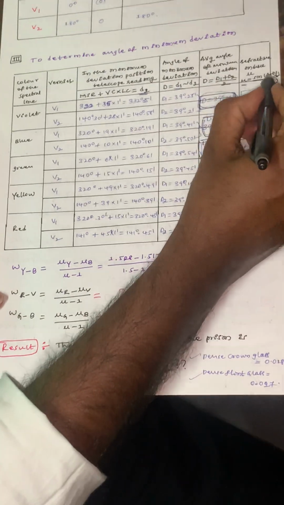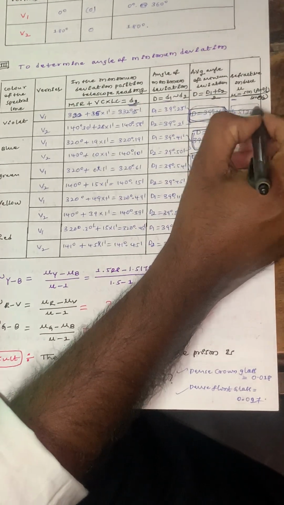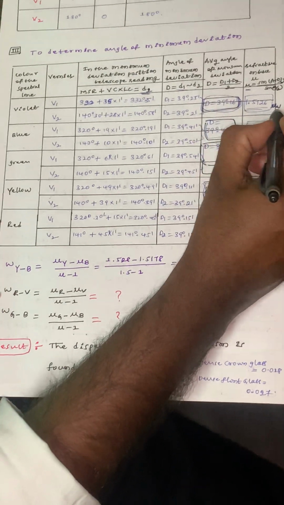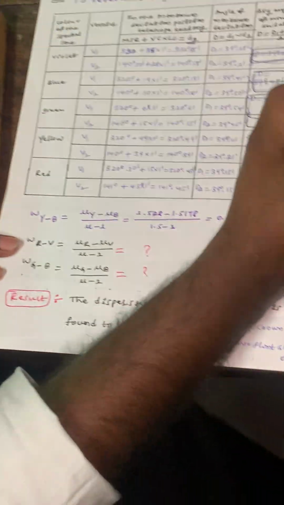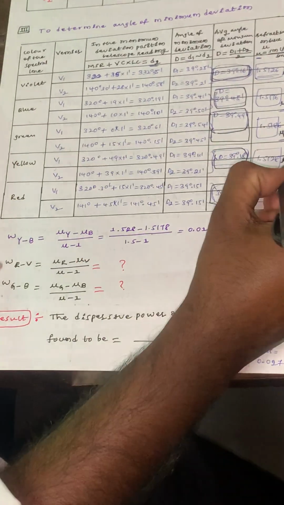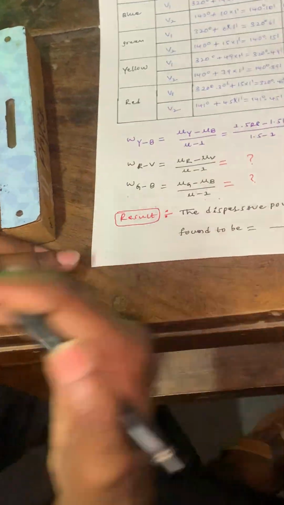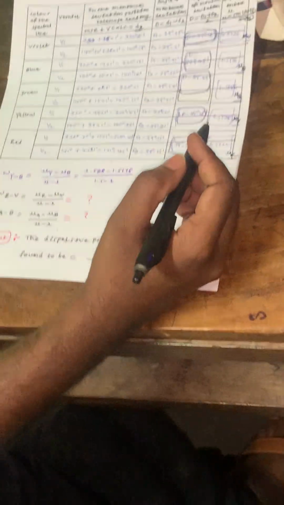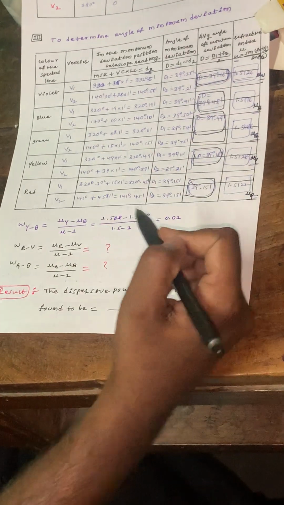The refractive index is equal to sine of (A plus D) by 2 divided by sine of A by 2. This is the refractive index of violet color. Again, you repeat for the refractive index of the blue color, the green color, the yellow color, and the red color also. So from V1, V2 and the corresponding deviation angle, you find it and measure the refractive index of different colors.